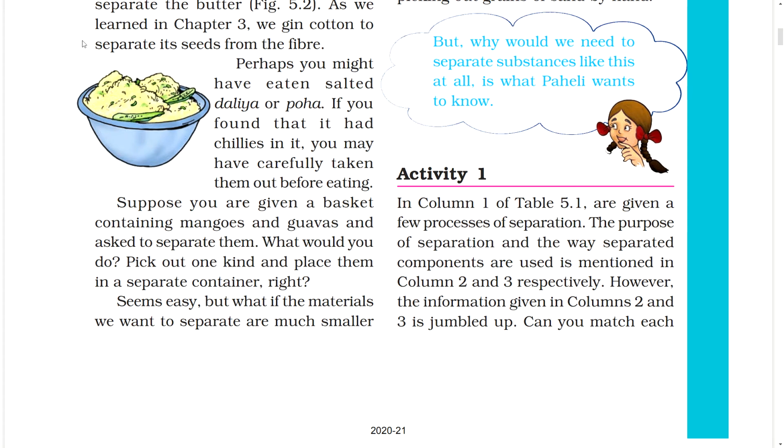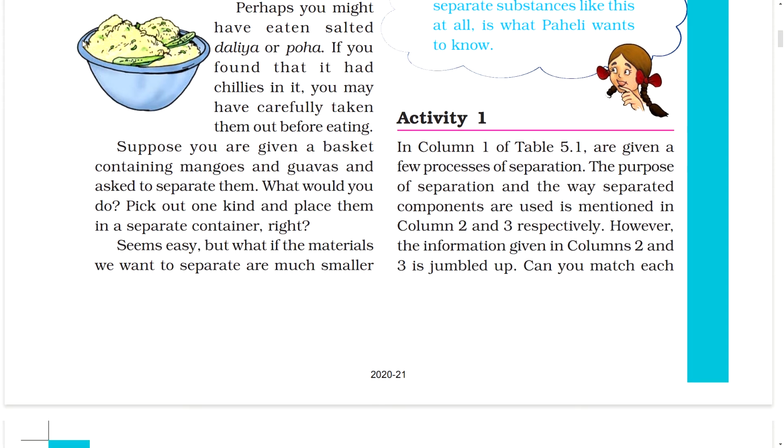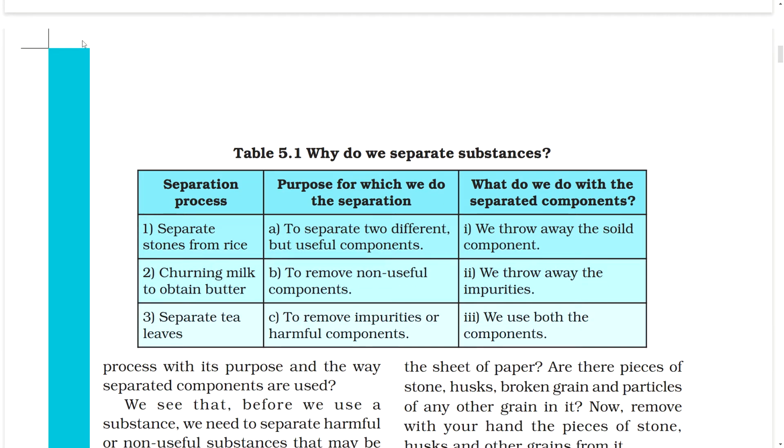Activity 1. Do this. In column 1 of the table are given a few processes of separation. The purpose of separation and the way separated components are used are mentioned in columns 2 and 3 respectively. However, the information given in columns 2 and 3 is jumbled up. Can you match each? Why do we separate substances? Separation process. Purpose for which we do the separation. What do we do with the separated components?